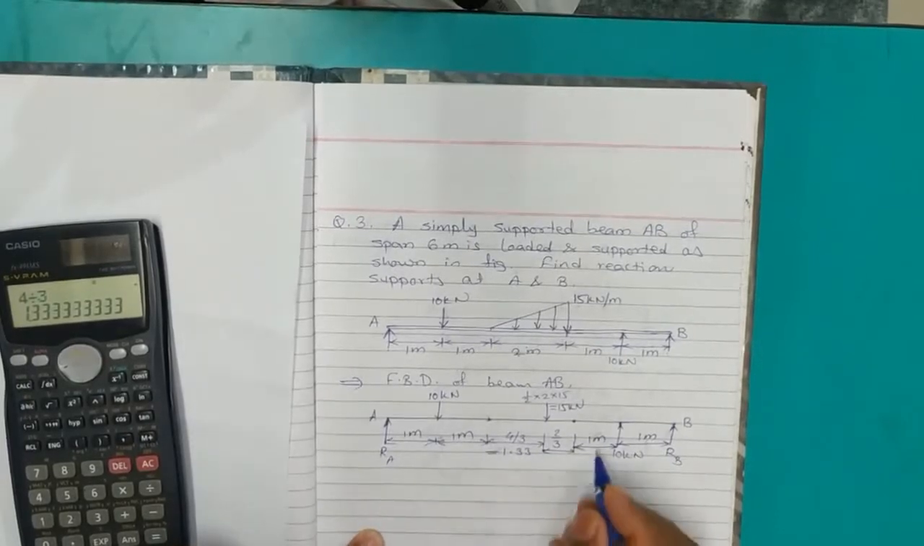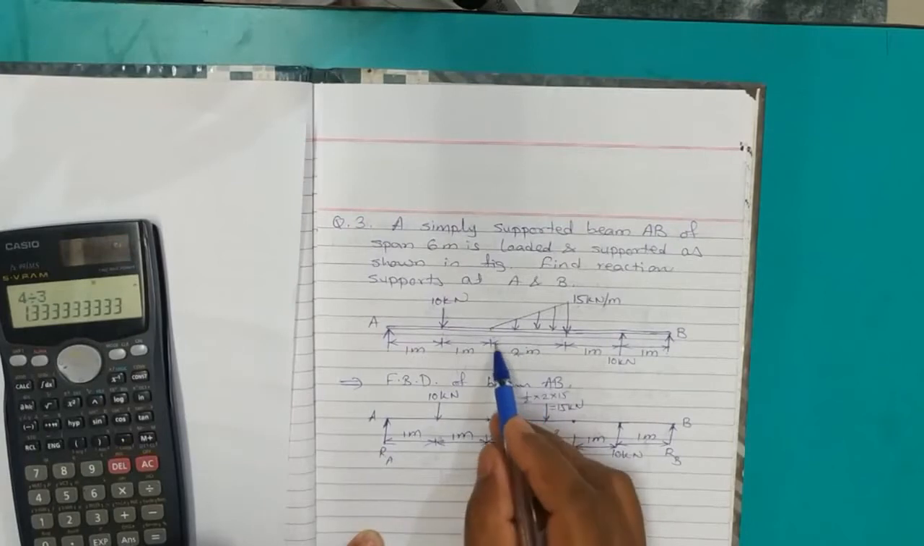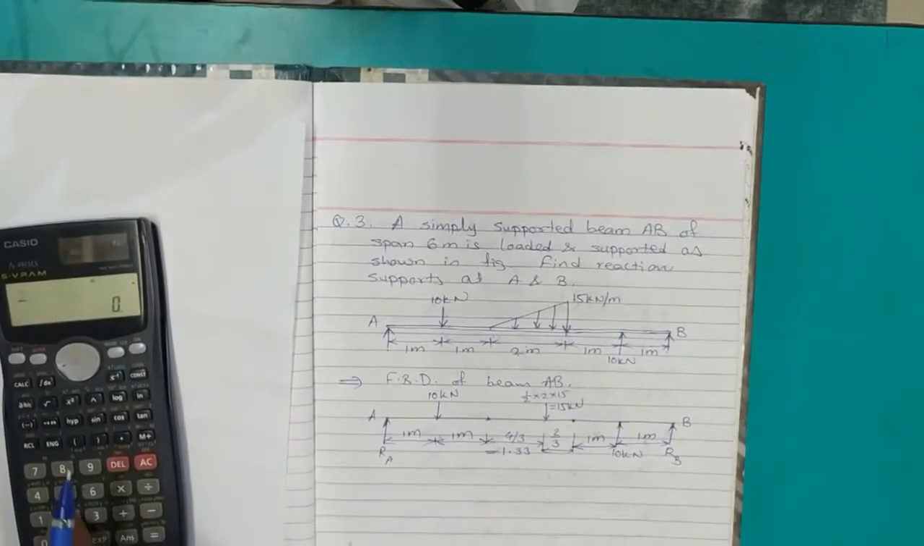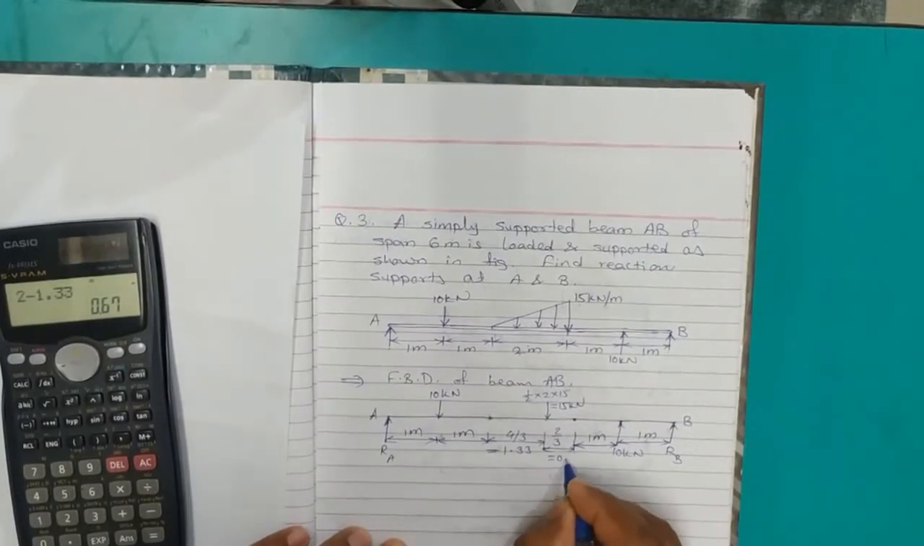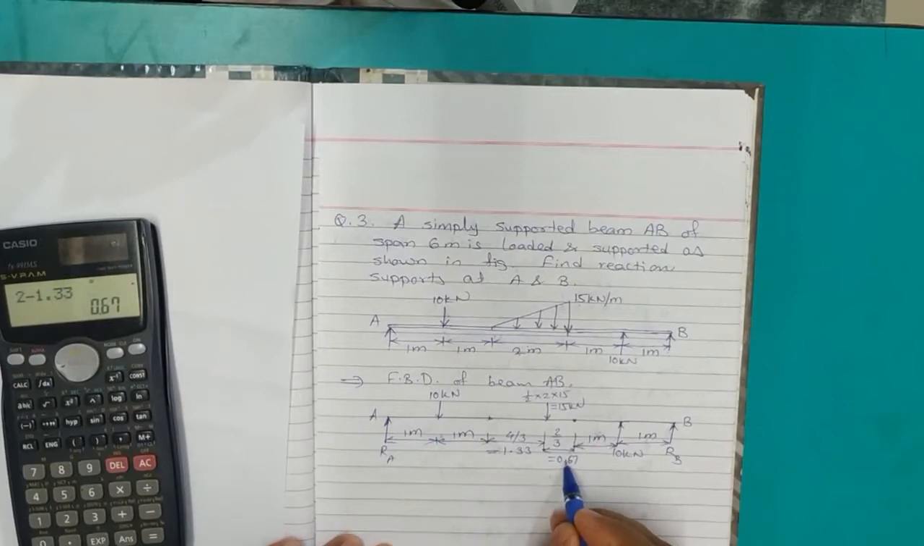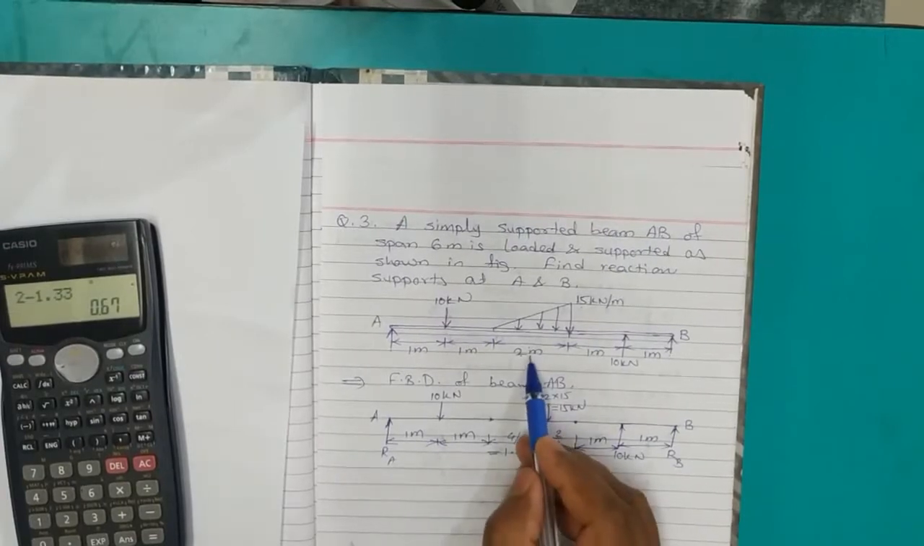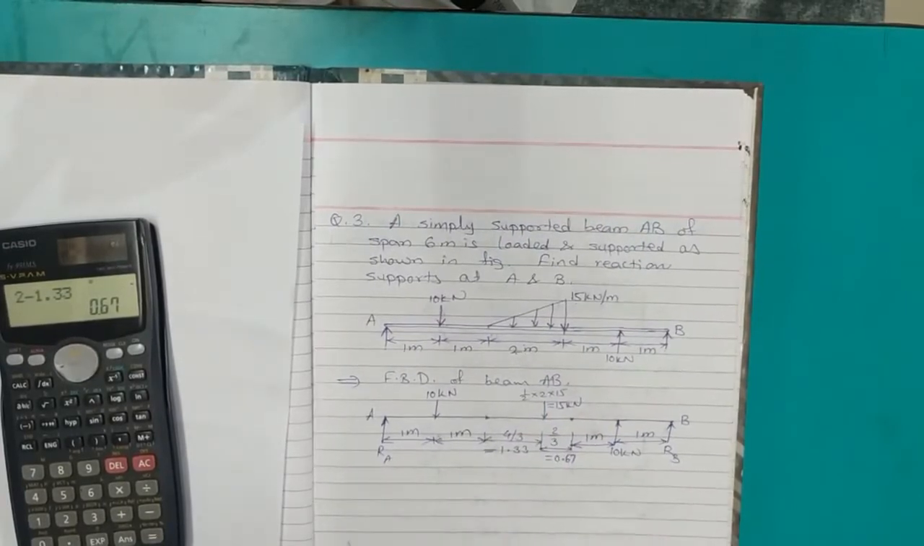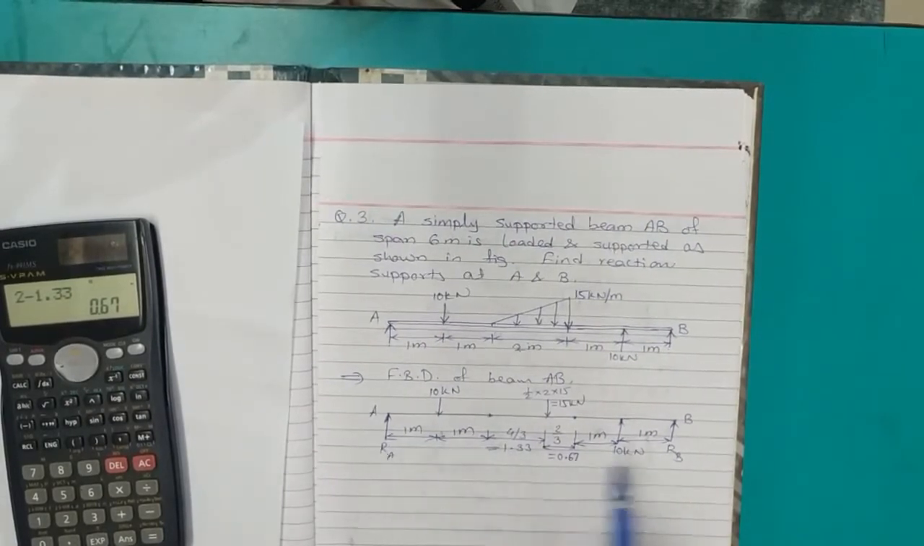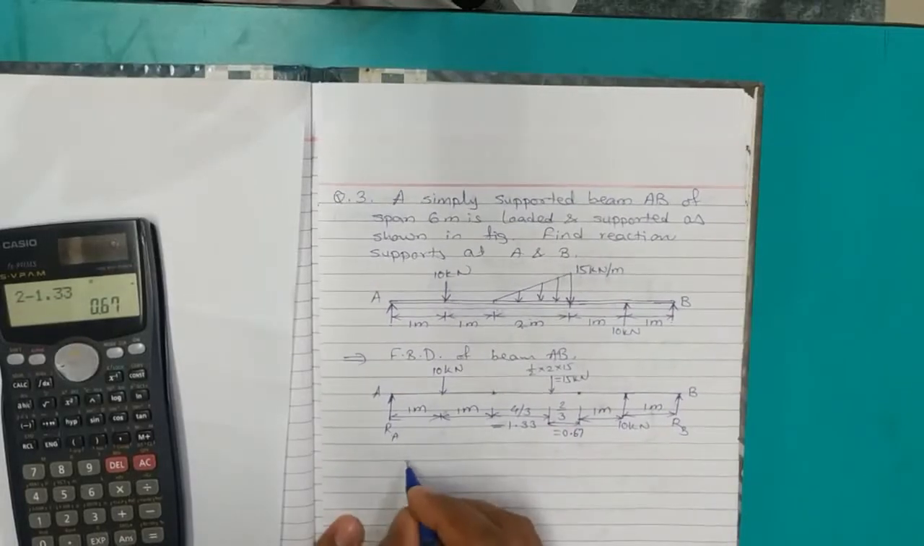1.33. So whatever is the remaining distance out of 2 meter, if you subtract 1.33, the rest of the distance is 0.67. I'm not writing this distance as 0.666. Instead, I'm rounding off the last digit 6 to 7, so that the total of these two numbers is exactly 2. That way we will increase the accuracy of our answers for RA and RB. Let's use the conditions of equilibrium.